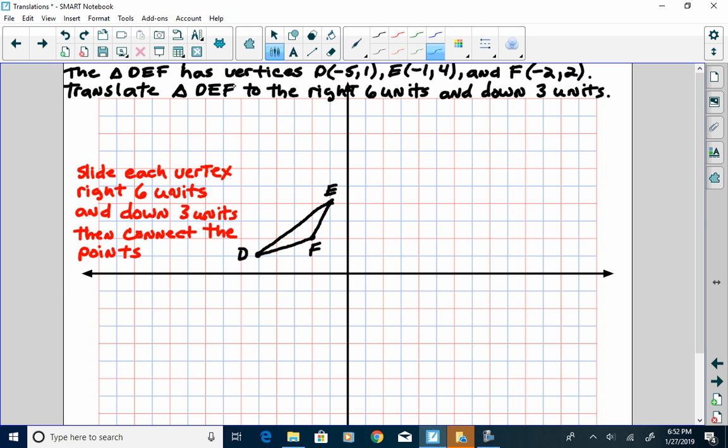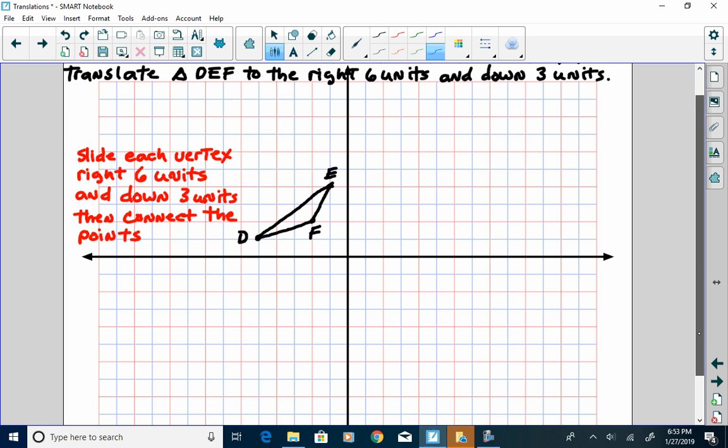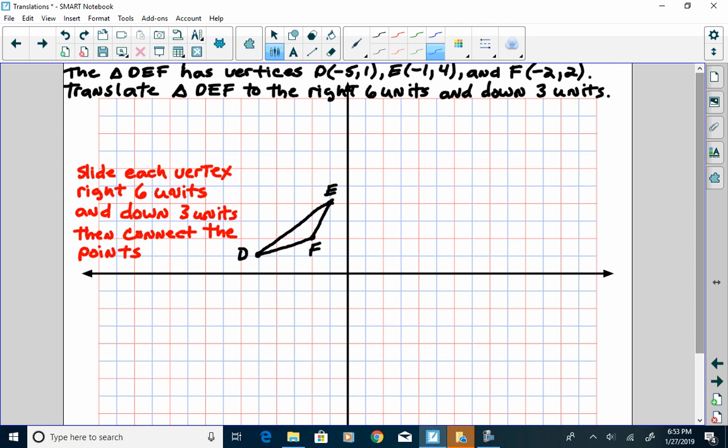The triangle DEF has vertices at -5 and 1, -1 and 4, and -2 and 2. Translate triangle DEF to the right 6 units and down 3 units. Right? In order to translate that, we want to slide each vertex 6 units to the right and 3 units down. Then we would connect the points. All right. So before we do that, let's talk about writing our rule.